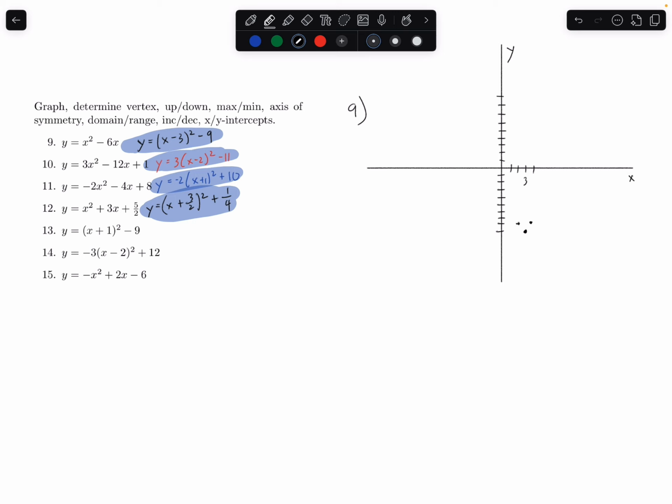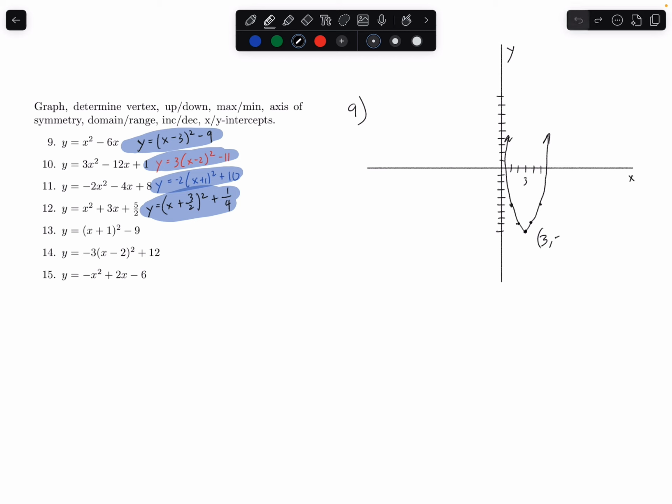So, positive 1 as you go 1 left or 1 right, yeah? Something like this. Oops. And actually, let's be a little more accurate here. If I go square, 2 squared is 4. So if I go left 2, I'm going to go 4 up. So 1, 2, 3, 4 right here. And same thing on the right side, yeah? Right there. Okay, so the parabola looks something like this. So that's the graph. Vertex we said was 3, -9.